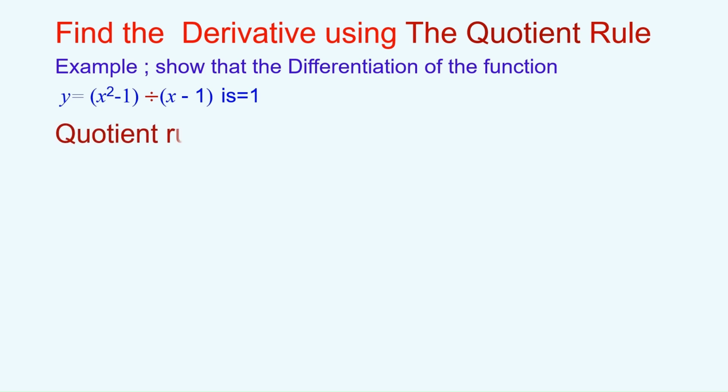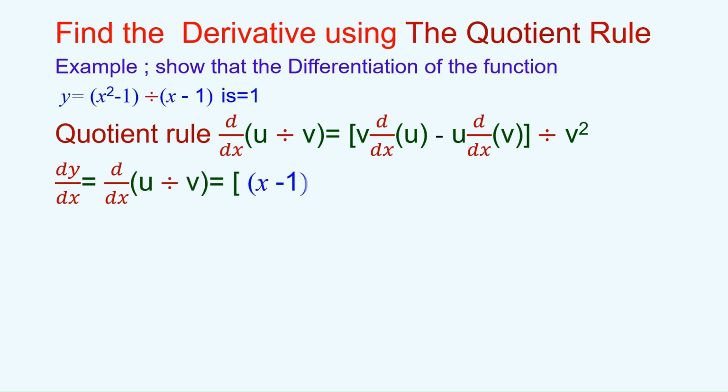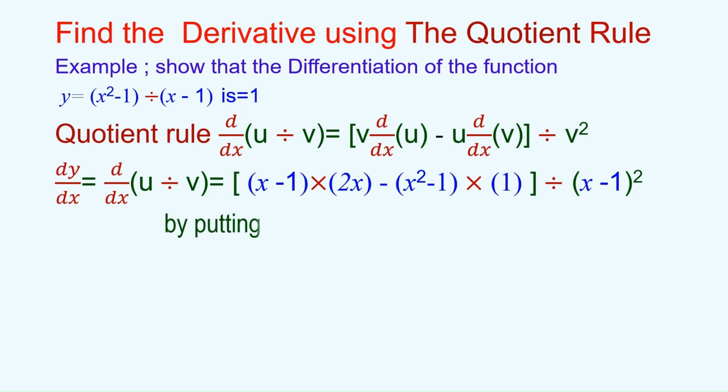Continuing further, apply the quotient rule. d/dx of u divided by v equals v d/dx u minus u d/dx v, divided by v squared. dy/dx equals d/dx of u divided by v equals (x minus 1) times 2x plus x squared minus 1 times 1, divided by (x minus 1) whole squared.